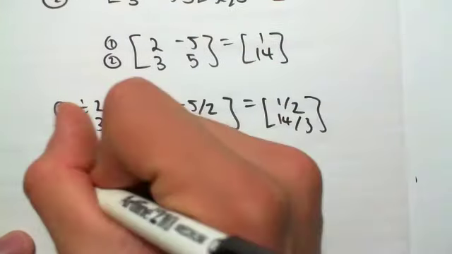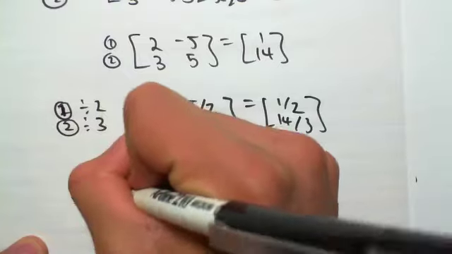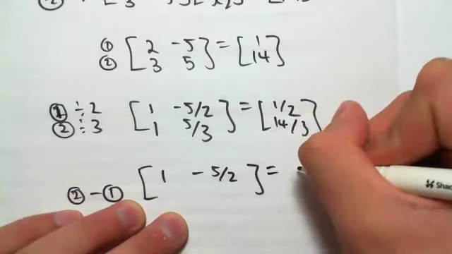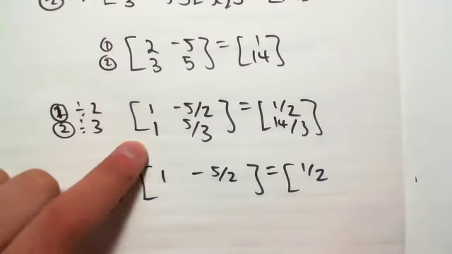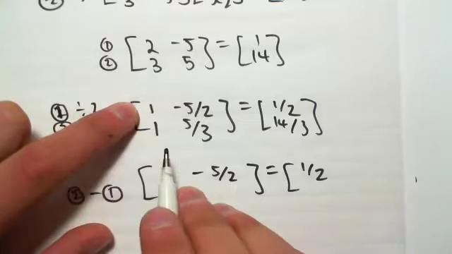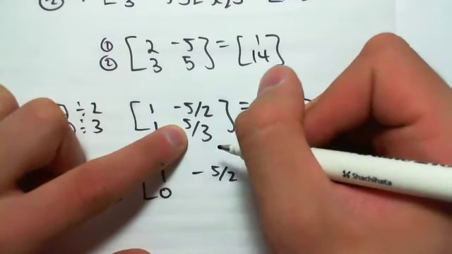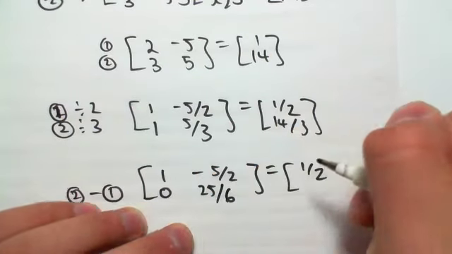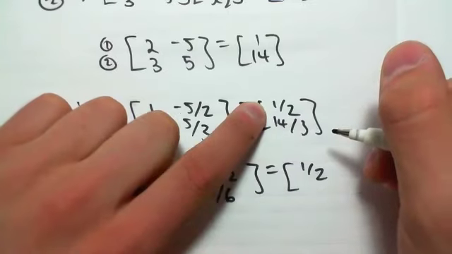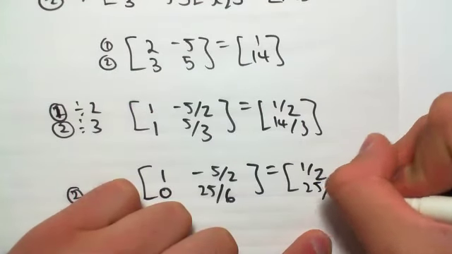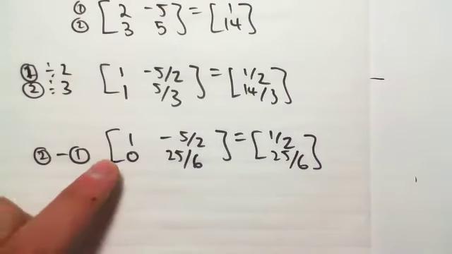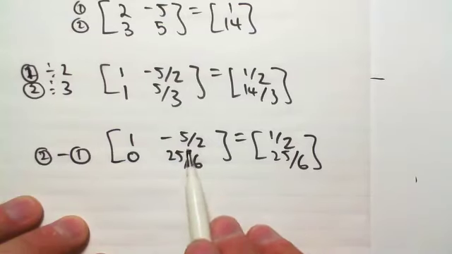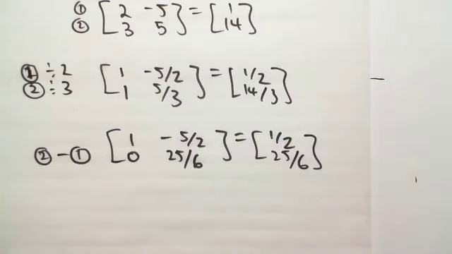So I'm now going to go row 2 minus row 1. So row 1 is staying unchanged. But this row, it's 2 minus 1. So 1 minus 1 is 0. 5 on 3 minus 5 on 2 would give us 25 on 6. 14 on 3 minus a half would also give us 25 on 6. So now we have 1, 0, a value there and a value there. Our aim is to get 1, 0, 0, 1. Okay, that's our aim, and you'll see why in a sec.